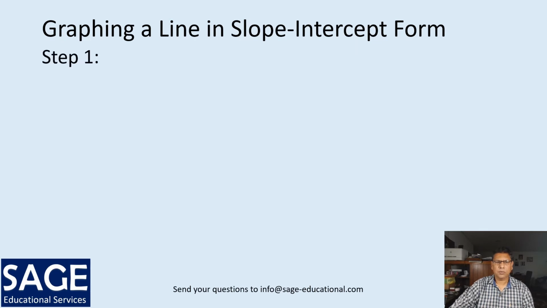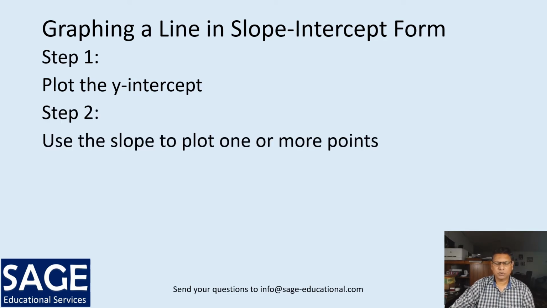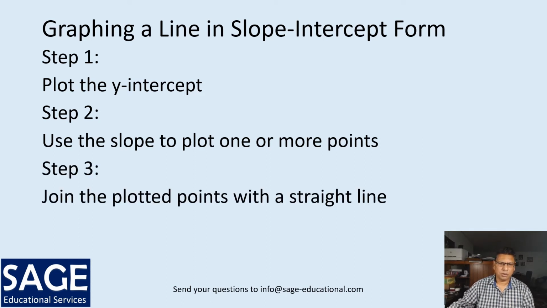So how do we graph a line given the equation in slope-intercept form? So the first step is to plot the y-intercept. We take a look at some examples as we go along. The second step then is to use the slope to plot one or more points. And step 3 is to join the plotted points with a straight line. So let's see how these steps are carried out in an example.